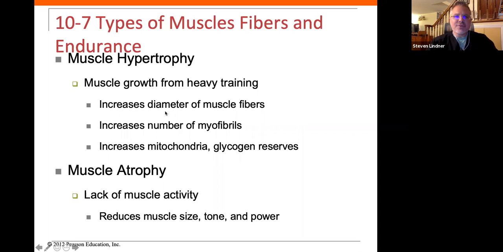Muscle hypertrophy versus atrophy. I think I mentioned this before. When you're training and you're training heavy, muscles will hypertrophy. They will get thicker. They'll increase in diameter. When you're exercising, muscles go through what's called mitochondrial biogenesis. It means you increase more mitochondria. And the more mitochondria, the more energy. So the more you exercise, the more energy you actually get. When you don't use your muscles, muscles will atrophy. Muscles atrophy from the lack of activity.